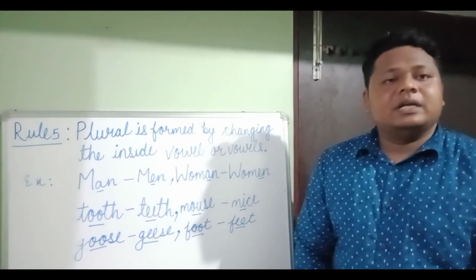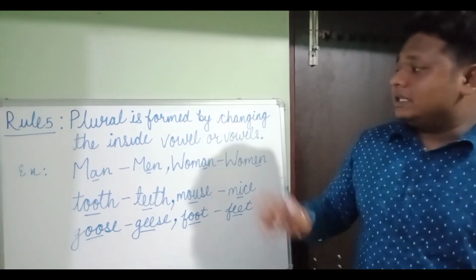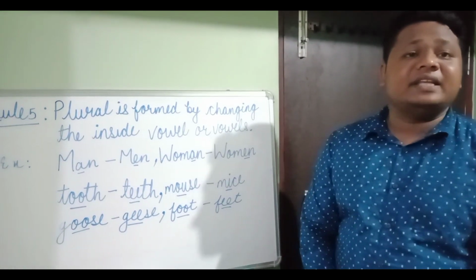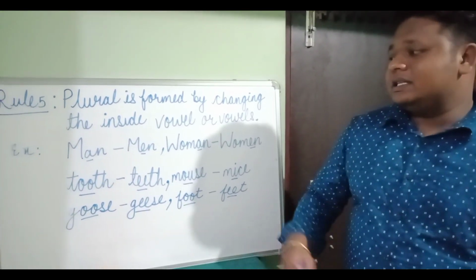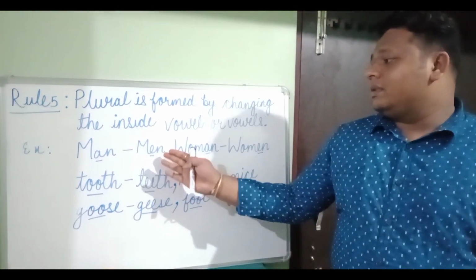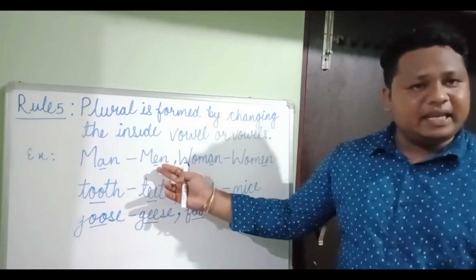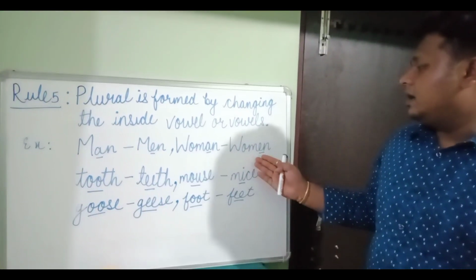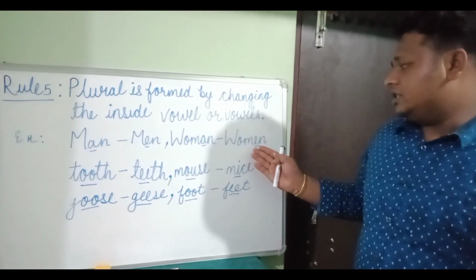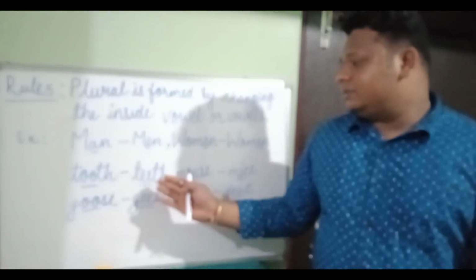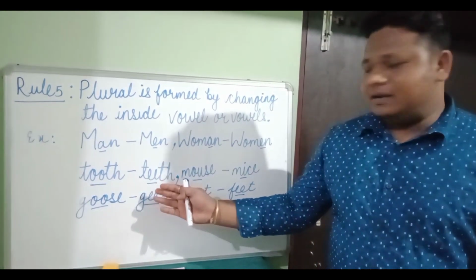Rule number 5: some nouns do not follow any rules to make their plurals. The plural is formed just by changing the inside vowel or vowels. There is no particular rule. Let us see some examples. Man, the plural is men. Here the vowel A is changed to E. Woman, the plural is women. Again the vowel A is changed to E. Tooth, the plural is teeth. The double O is changed to double E.